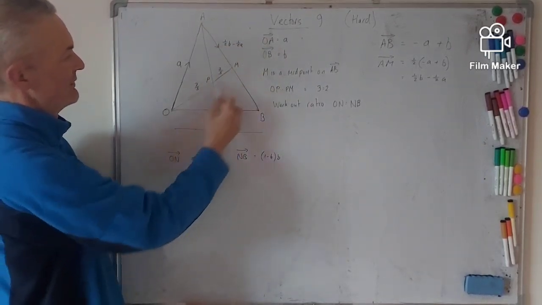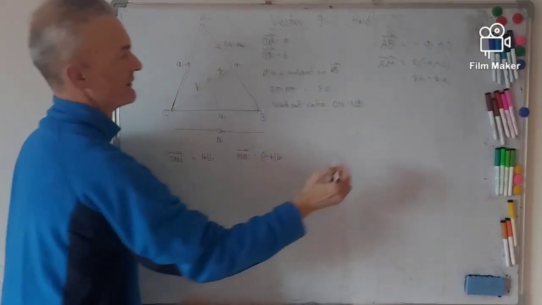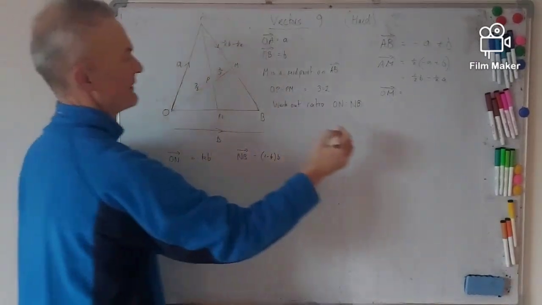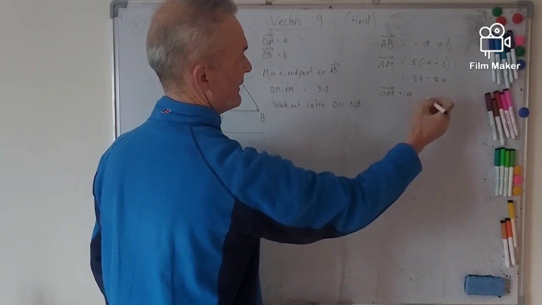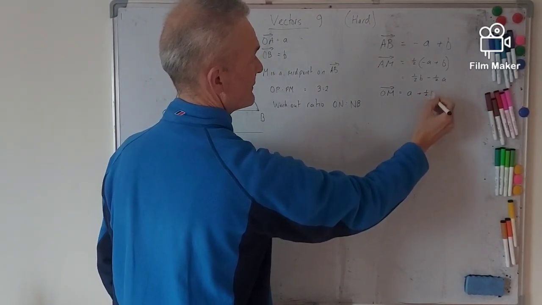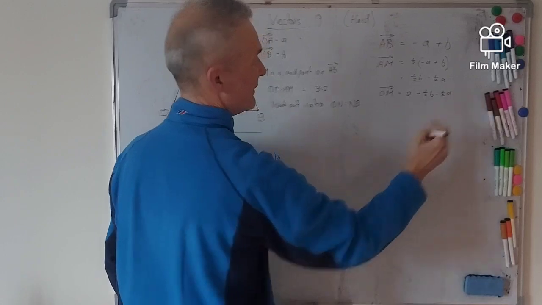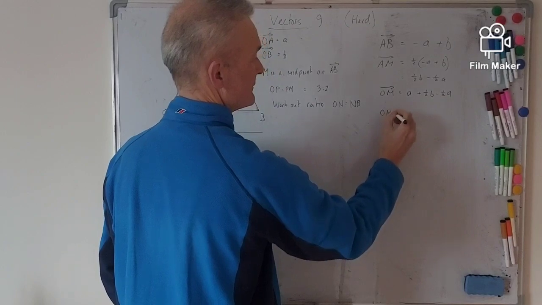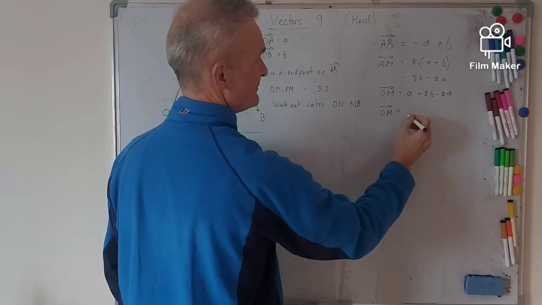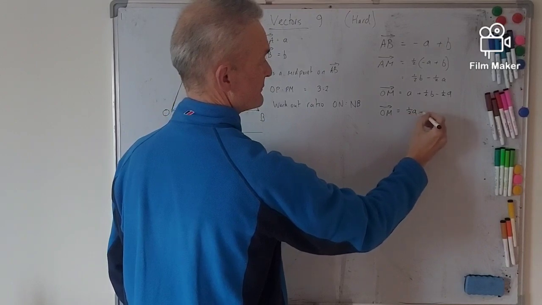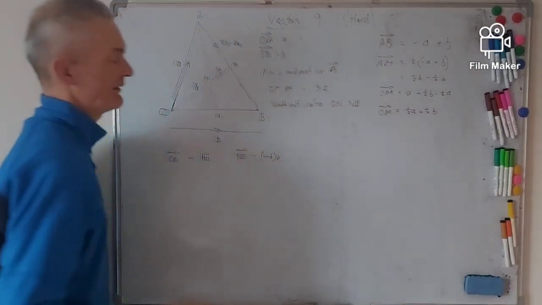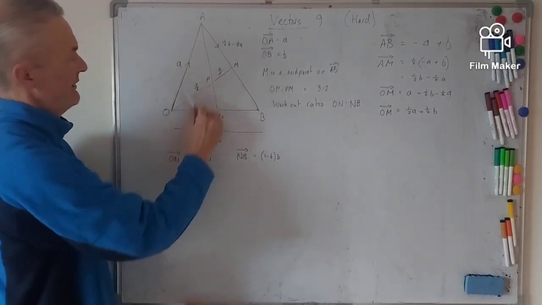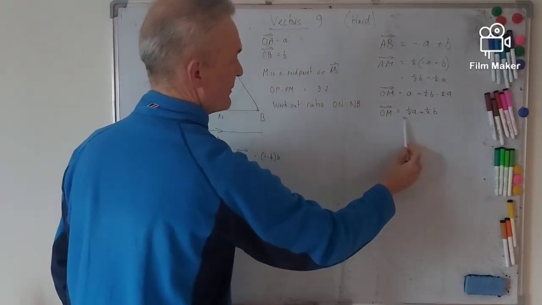So we can get OM now. We can go up here and down here. So it's A plus this. And then we can simplify that because we've got 2 bits of A in here. Okay, so OM here is up here and down here, which we've now got.